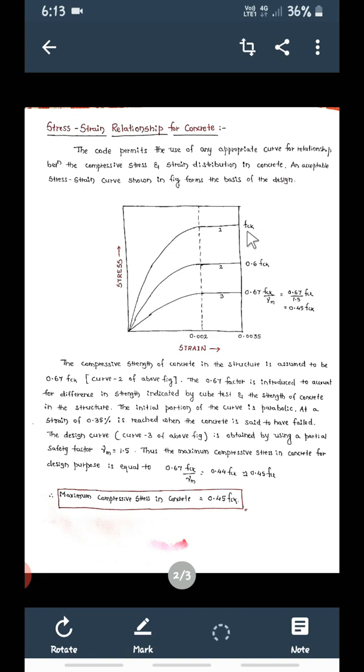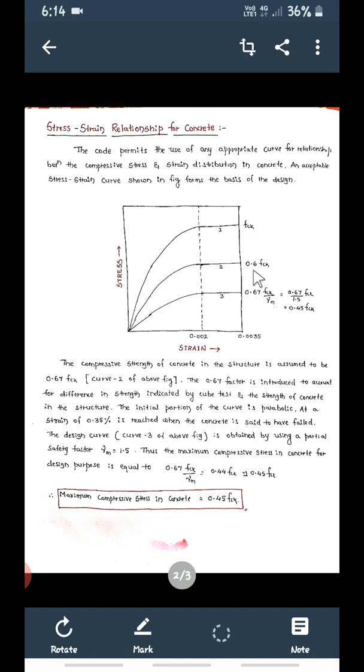As you know, consider if the characteristic strength of concrete is M20. M20 grade concrete means its fck will be 20 Newton per mm square. So for design, we are not going to consider this 20. It will be reduced by a factor, multiplying by 0.6. So that is 0.6 into 20 Newton per mm square.